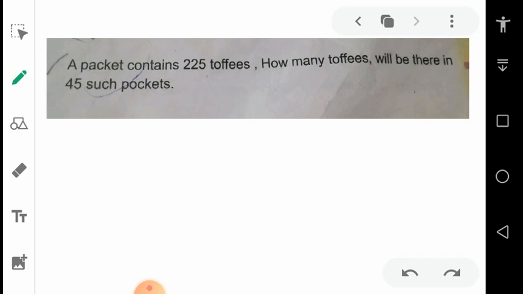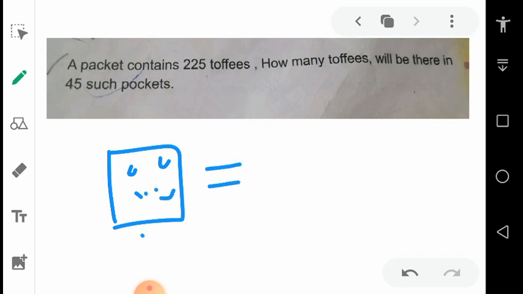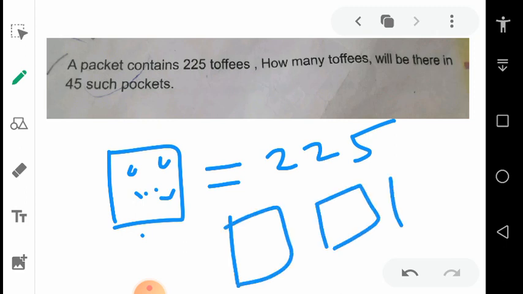Next problem is a packet contains 225 toffees. Okay, toffees are very good. A packet contains 225 toffees means, suppose this is a packet. Okay, see, this is a packet and a few toffees are there. Okay, these toffees are 225. So how many toffees will be there in 45 such packets? It means there are many packets like this, and there are 45 packets.